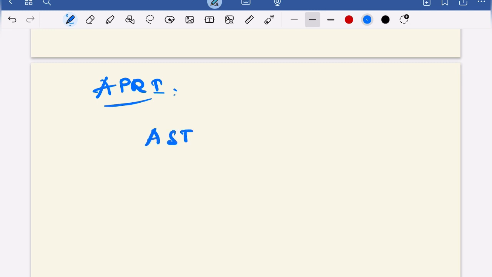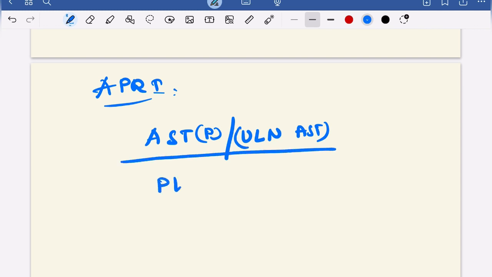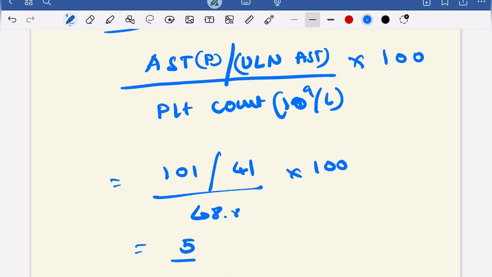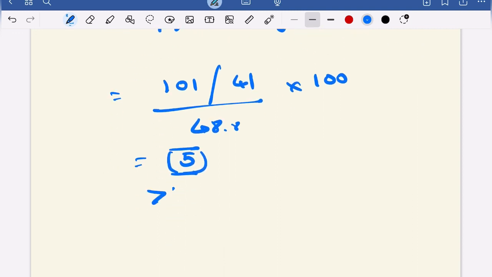You take the patient's AST, I'll write P here in bracket, divided by the upper limit of normal AST, whole divided by platelet count in 10 to the power of 9 per liter, into 100. In this case, AST is 101 and normal is 41, platelet count is 48.8 into 10 to the power of 9 per liter, into 100. If you calculate this, you will come across a number of 5, which is more than 1.5. So APRI predicts cirrhosis. In this case it is cirrhosis.